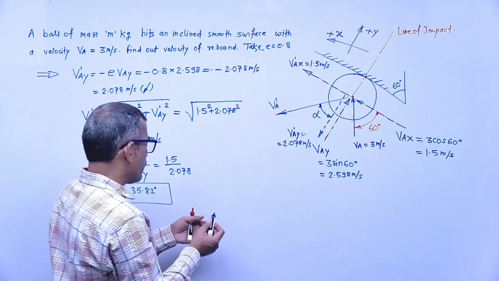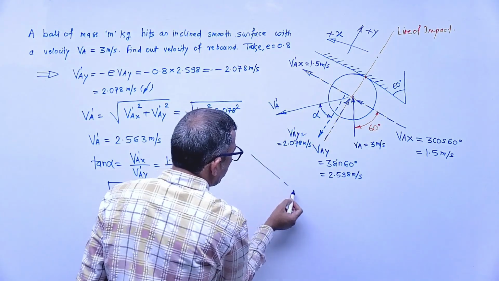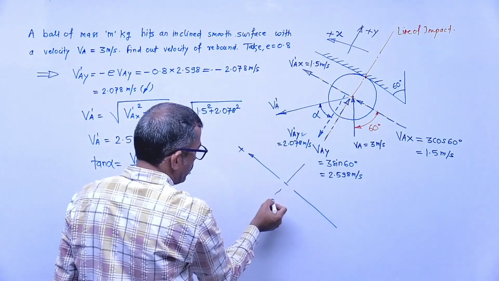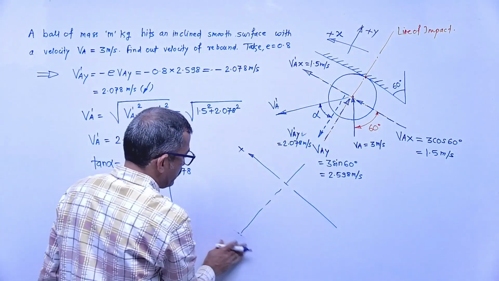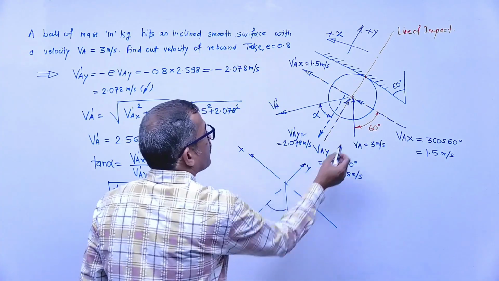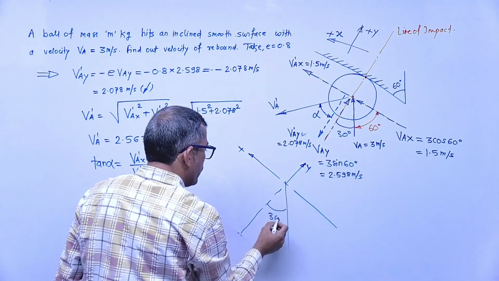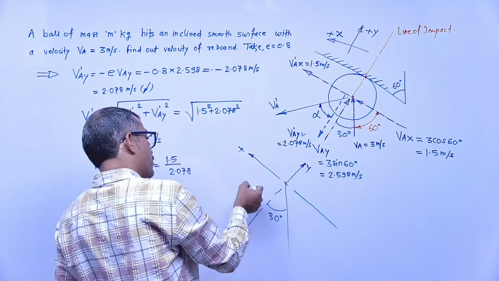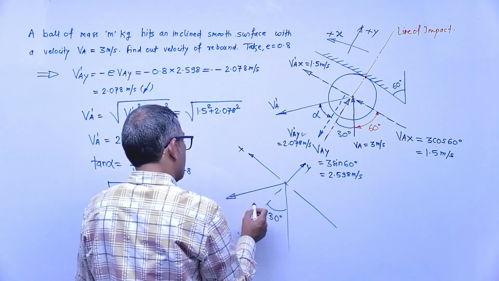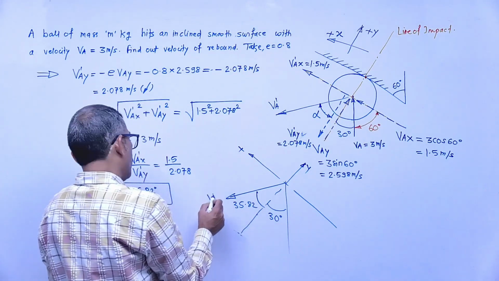I will draw this diagram again so that you will understand. This one is the x-axis. The other axis is the y-axis in this direction. You know this angle is 60, so this angle is 30 degrees. This angle is 30. With this y-axis I am getting 35 point something. This angle is 35.82.